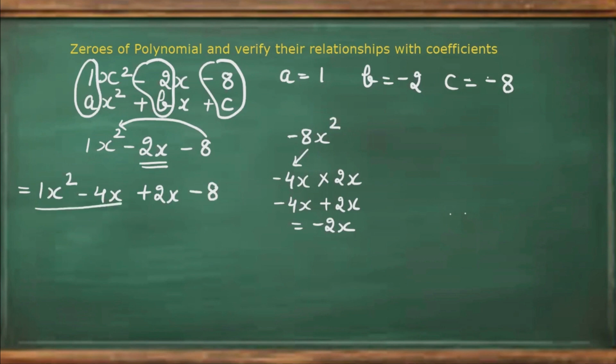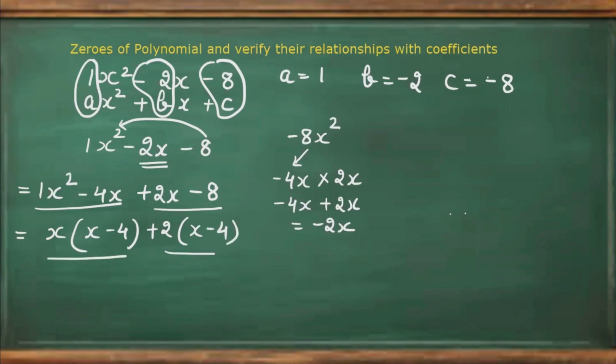From the first two terms, we can take x common. What is left? x minus 4. From these two terms, we can take 2 common. What is left? x minus 4. Now from the first term and the second term, what is common? x minus 4 is common. What is left? x plus 2 is left.